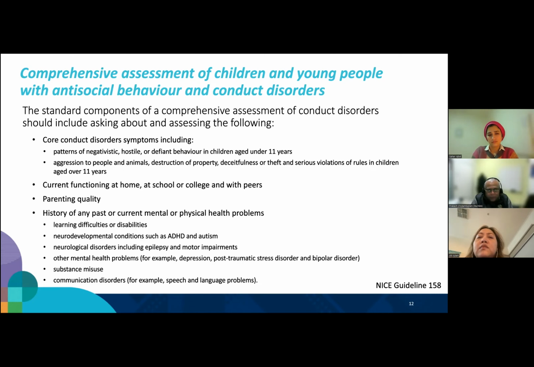also there can be a lot of value in understanding the current functioning at home, school, or secondary, college, the relationship with peers, the parenting quality, the history of relationships with the parents. We know that either overly permissive parenting or overly controlling parenting can result in conduct disorder behaviors. Learning difficulties or disabilities, neurodevelopmental conditions like ADHD and autism, neurological disorders like epilepsy and motor impairments, all these things, substance use, communication disorders, and then the frank mental health problems like depression, post-traumatic stress disorder, and bipolar disorder have all been related to aggression.